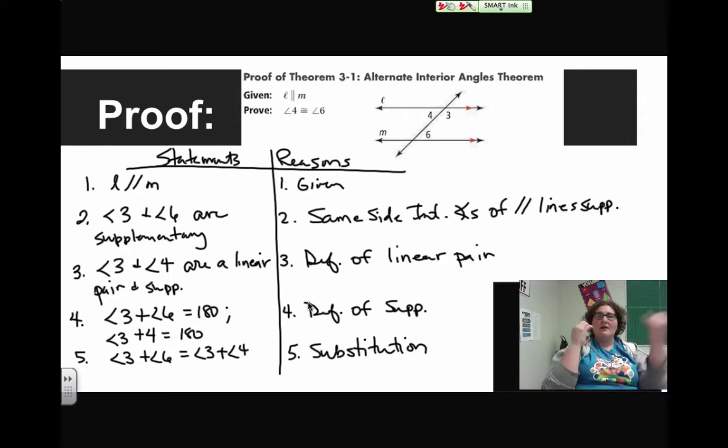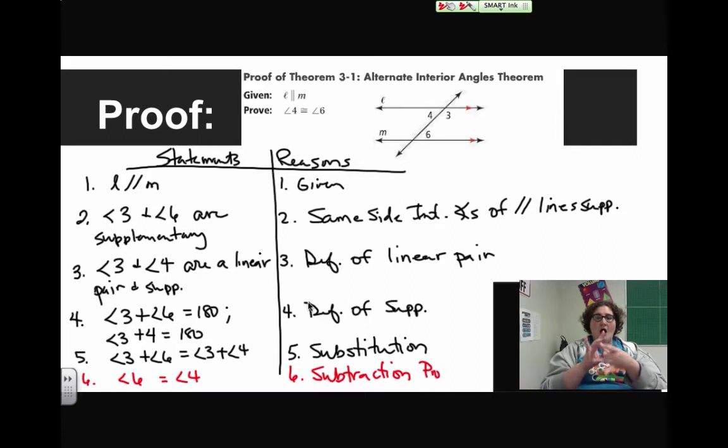Now, I can subtract angle 3 from both sides and say that angle 6 is equal to angle 4. And this is by the subtraction property of equality. And then last but not least, I can say, running out of room, angle 6 is congruent to angle 4 by the definition of congruence.